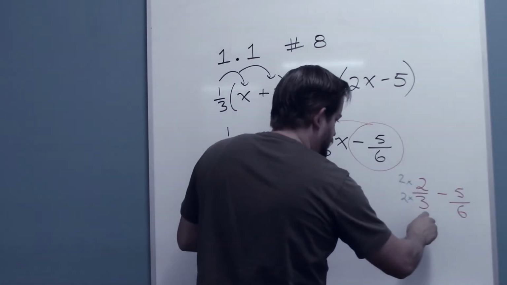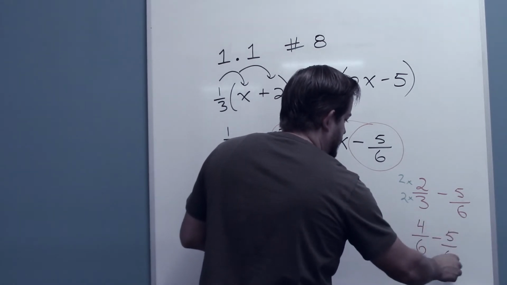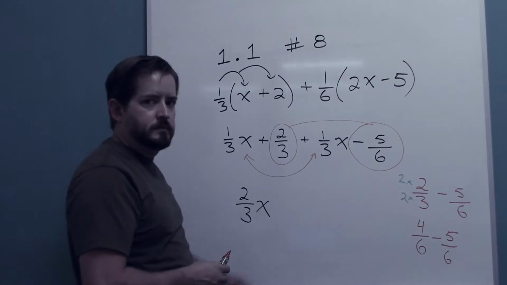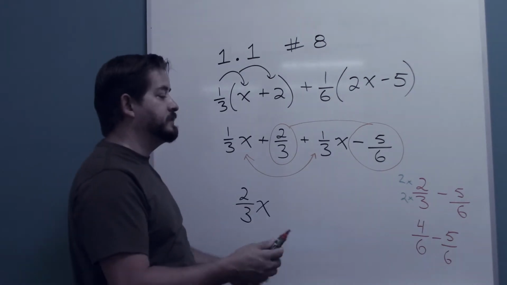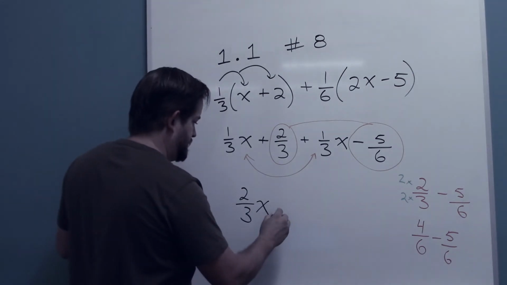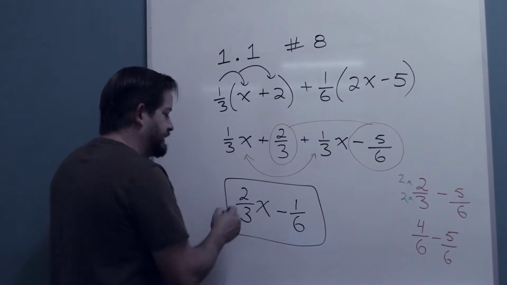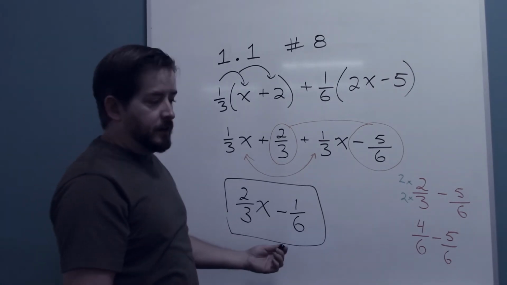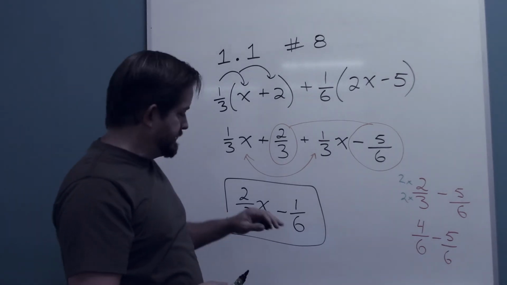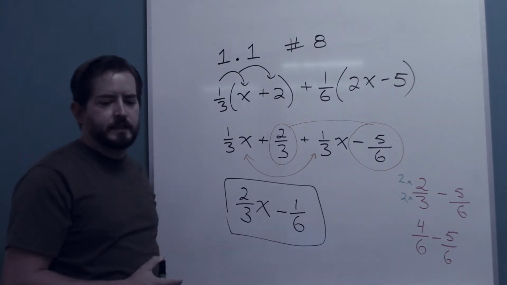That turns into 4 over 6 minus 5 over 6, and I can then subtract. 4/6 minus 5/6 is negative 1/6. And that's my final answer. I can't simplify anything. It's not an equation, so I can't solve anything. That's it. That's all I can do. 2/3 x minus 1/6, and I'm done.